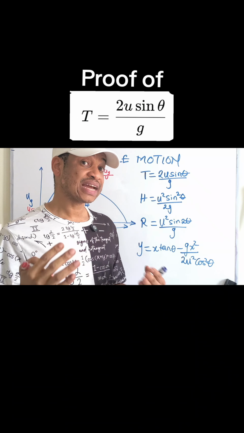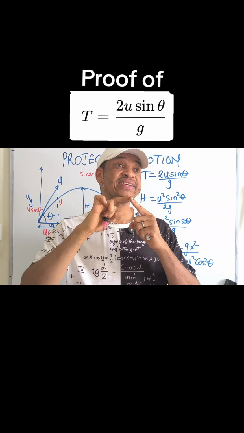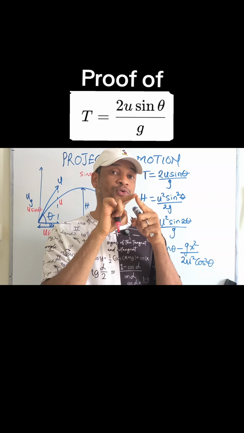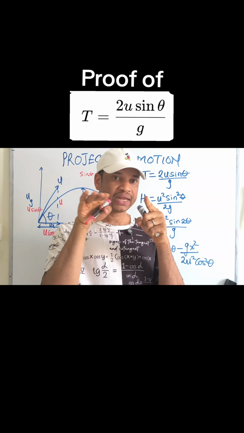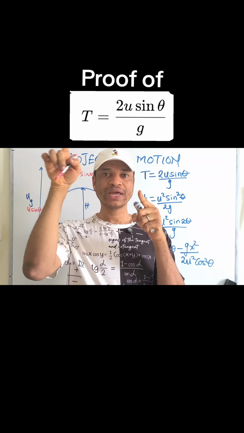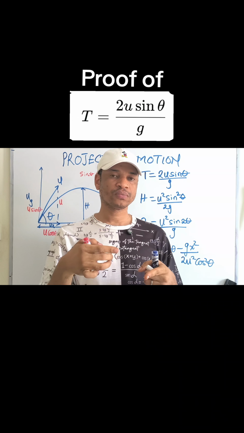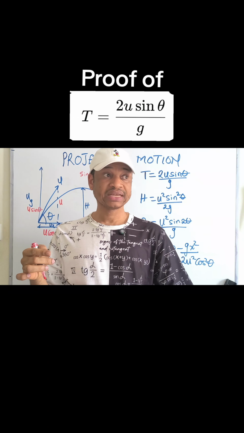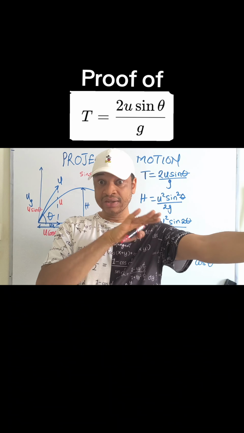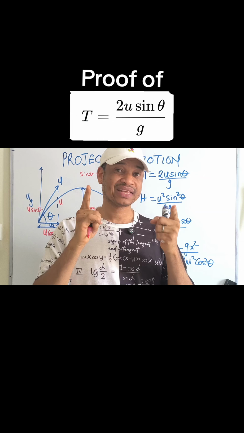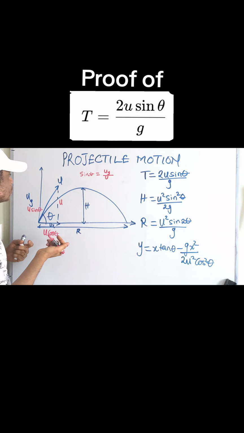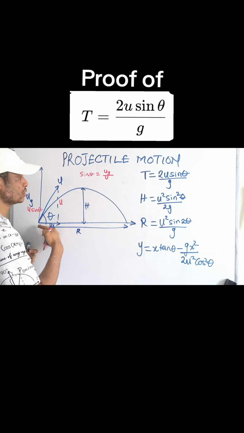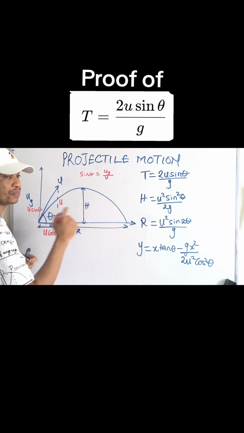Okay, now we're finding time of flight. The time of flight is the time it takes for the particle to travel from where you projected it to where it lands in the same horizontal plane. So if you're playing a football from one point to another, the time it takes for it to land in the horizontal plane again is the time of flight. So the particle went like this. We want to find the time it takes to go from here to here, let's say A and B.